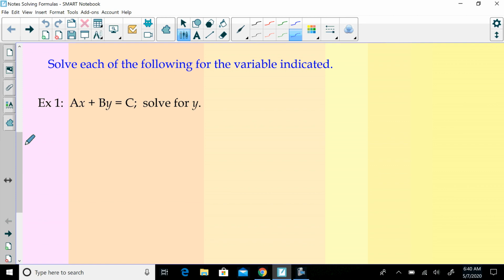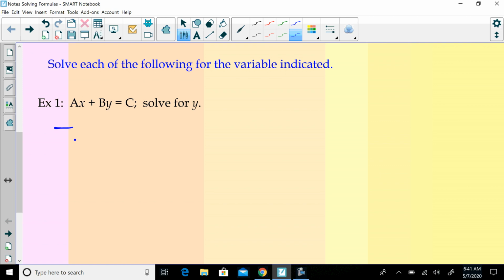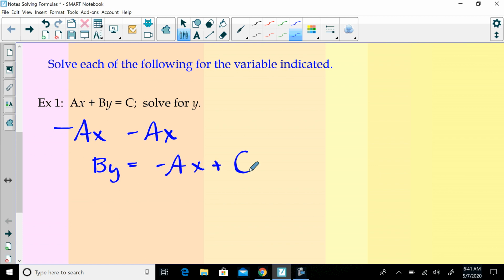First example: if you remember that we talked about forms of linear equations, ax plus by equals c is the standard form of a linear equation. We're going to solve this for y so that hopefully you'll have a better understanding of how you could use standard form to identify the slope and the y-intercept. The first thing we're going to do is subtract ax from both sides, and we get by equals negative ax plus c. You could also write that as c minus ax.